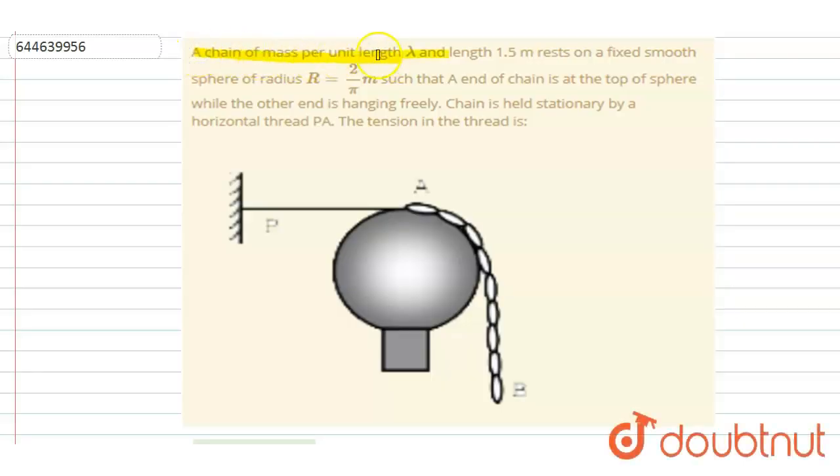Hello everyone. A chain of mass per unit length lambda and length 1.5 meter rests on a fixed smooth sphere of radius r equals 2 by pi meter, such that one end of the chain is at the top of the sphere while the other end is hanging freely. The chain is held stationary by a horizontal thread PA, and we have to find the tension in the thread.